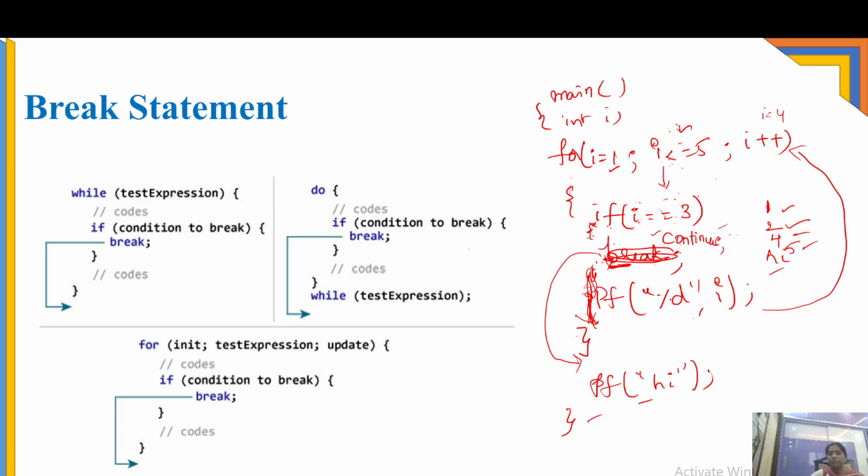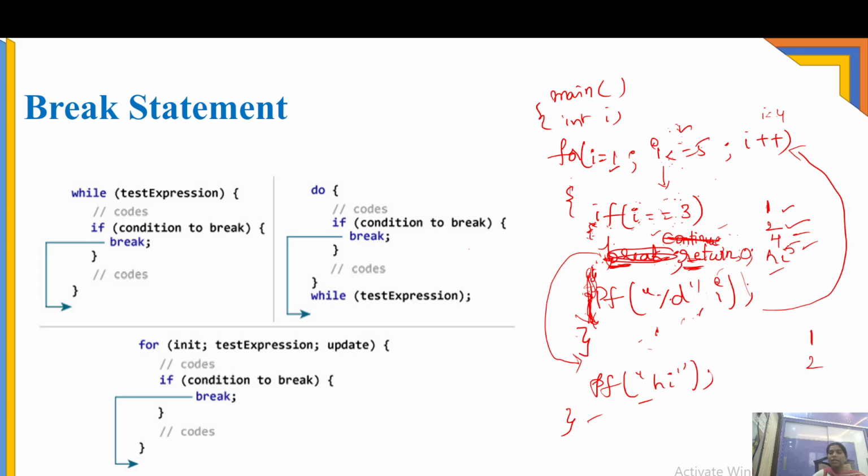Next, if you write return 0 here, what will happen? Return means exit from the function. Break means exit from the block. Return means exit from the function. So what will be the output? 1 == 3, no, return will not be executed, 1 will be the output. 2 == 3, no, 2 will be printed.